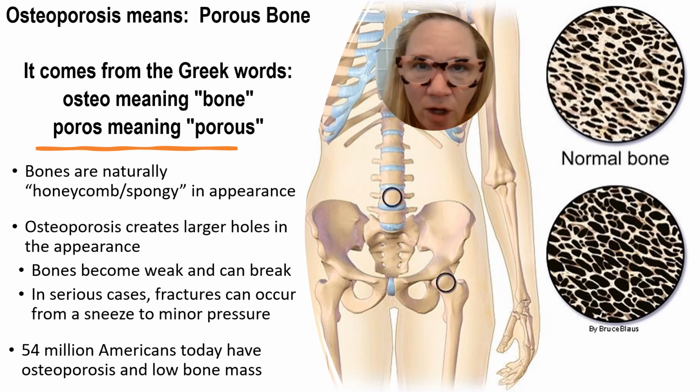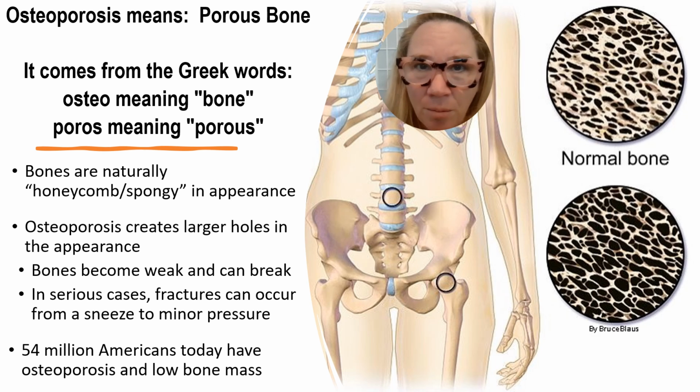When we have these larger holes, the bones can become weak and they can break. And fractures can occur in very serious advanced osteoporosis cases simply from a sneeze. You might see a little old lady sneeze. She could break a rib doing that. Seriously, it has happened. And in advanced osteoporosis cases, minor pressure on the bones could also fracture the bone.